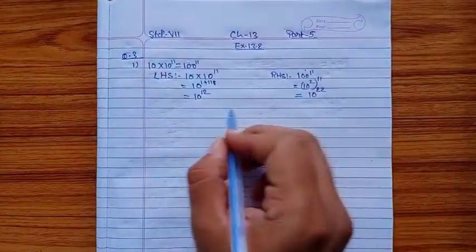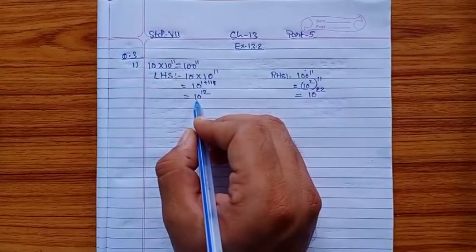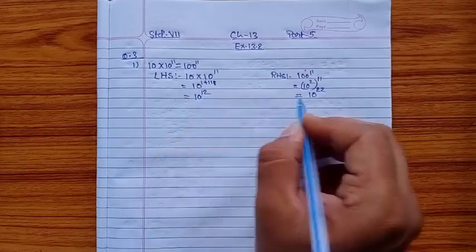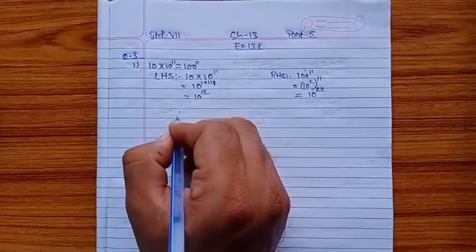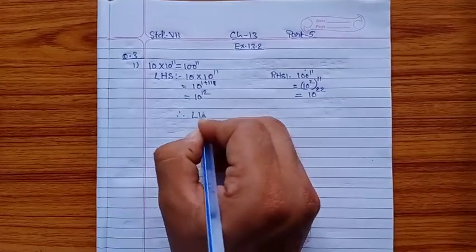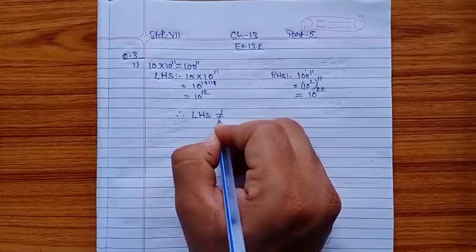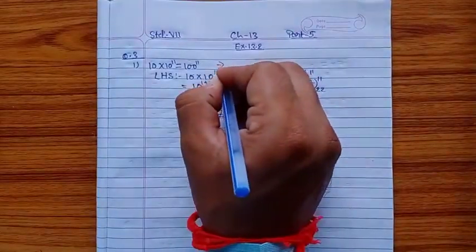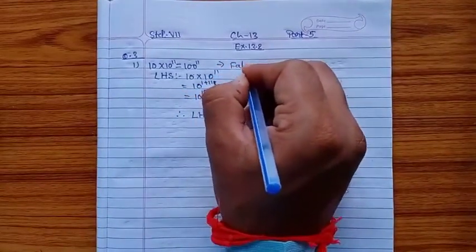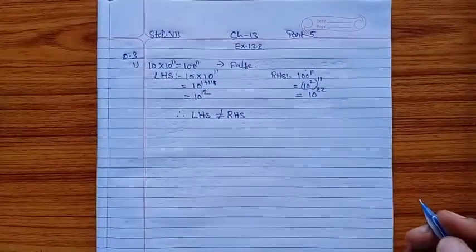So now we can compare: here 10 to the power 12 and here 10 to the power 22 is coming. So therefore LHS is not equal to RHS. So here this answer will come: false.